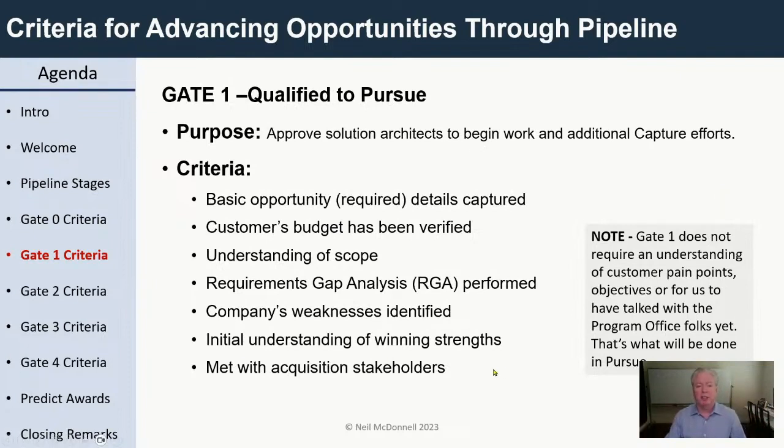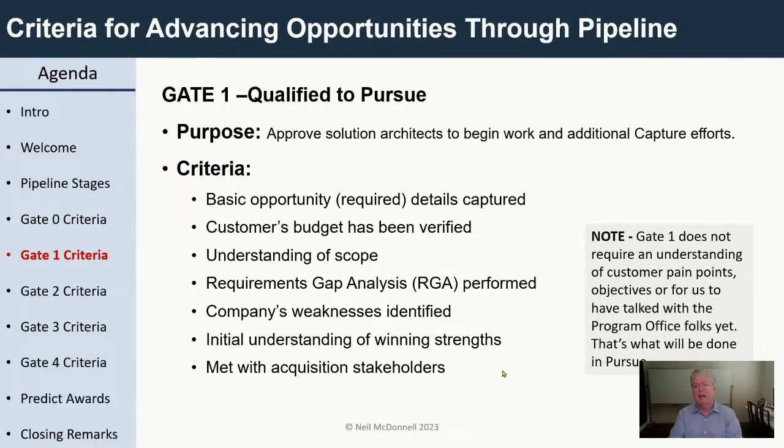So let's talk about the criteria I use when I'm in qualified, the things I'm trying to do so that when I get to gate 1 and I'm looking for approval from my boss or for myself, right? I'm holding myself accountable for this criteria. Have I captured the basic details? And the basic details are things like the program office, right? It's the agency, the program office, the contracting office. I want to know those things.